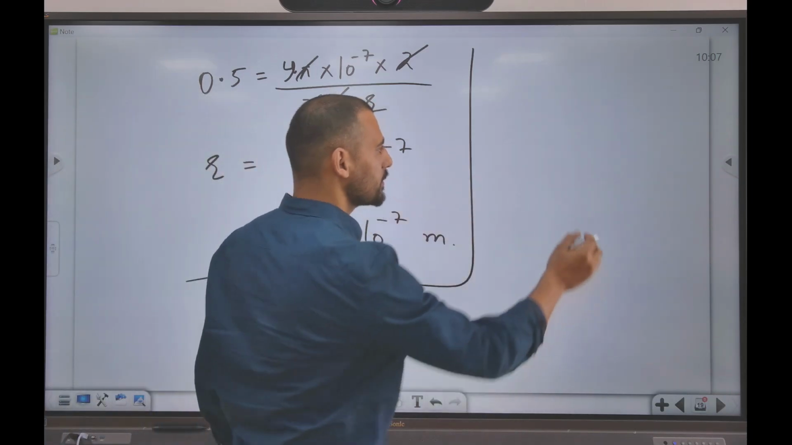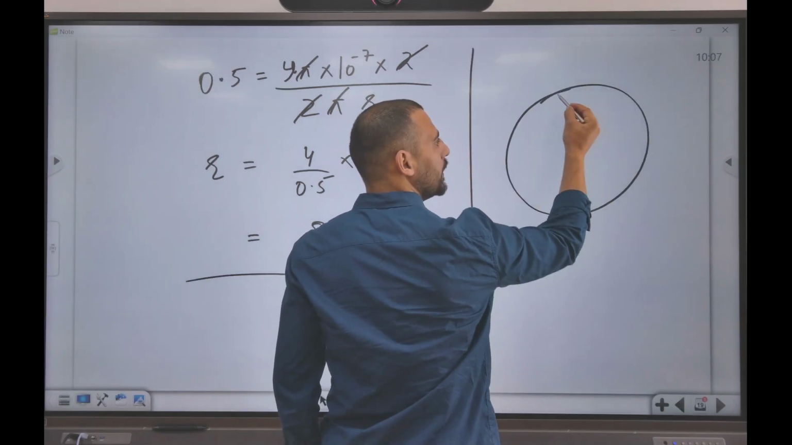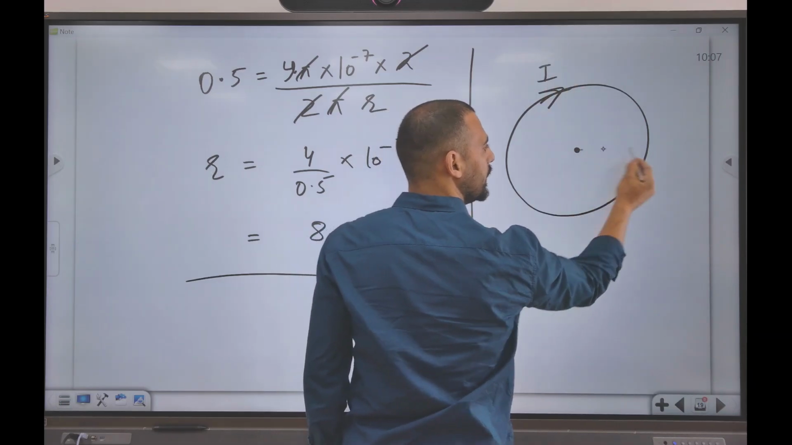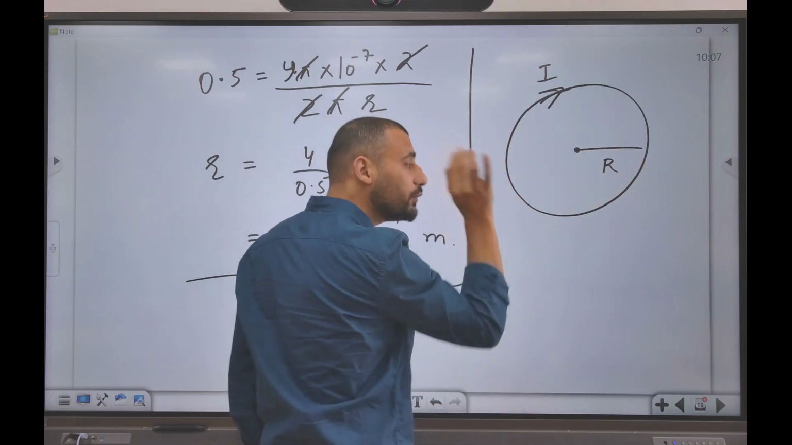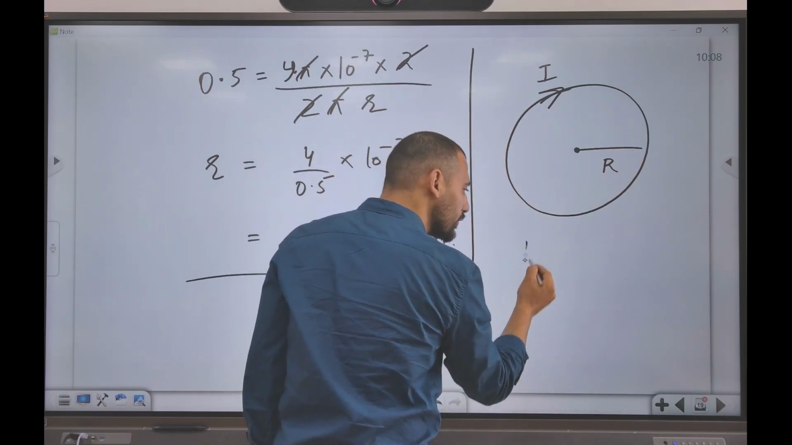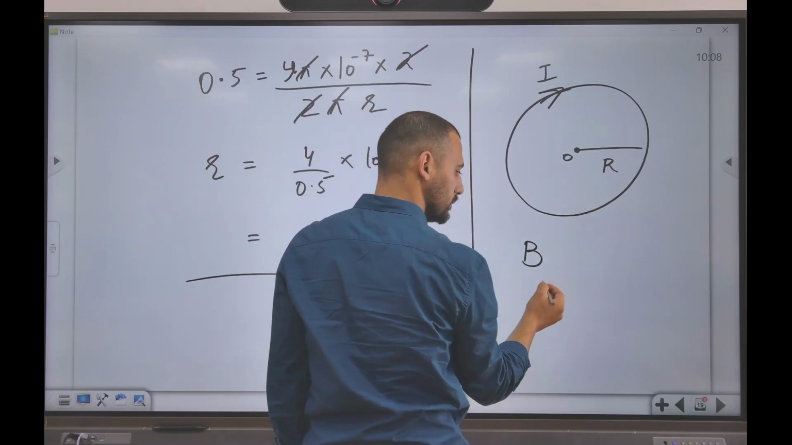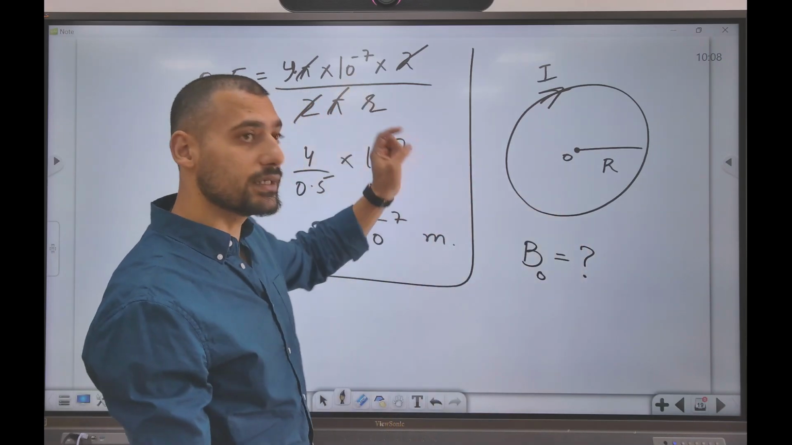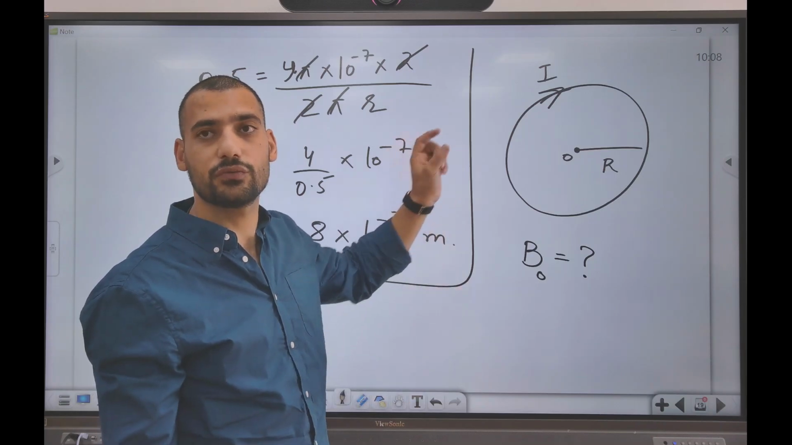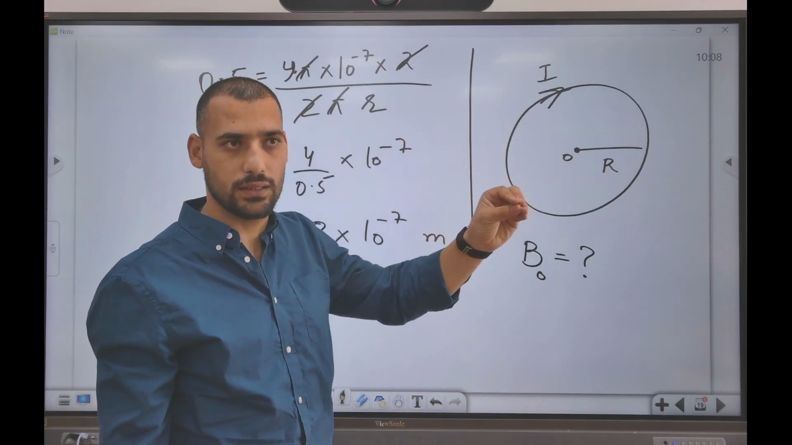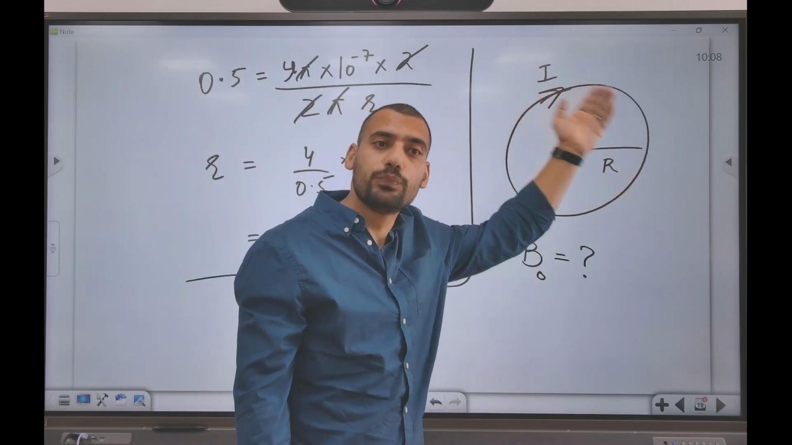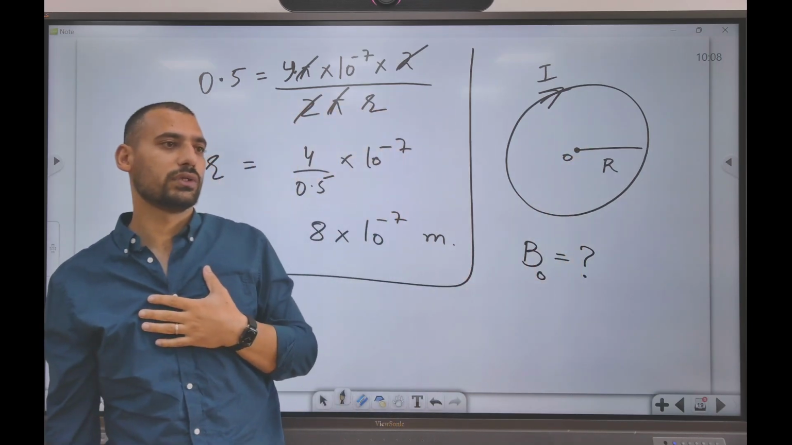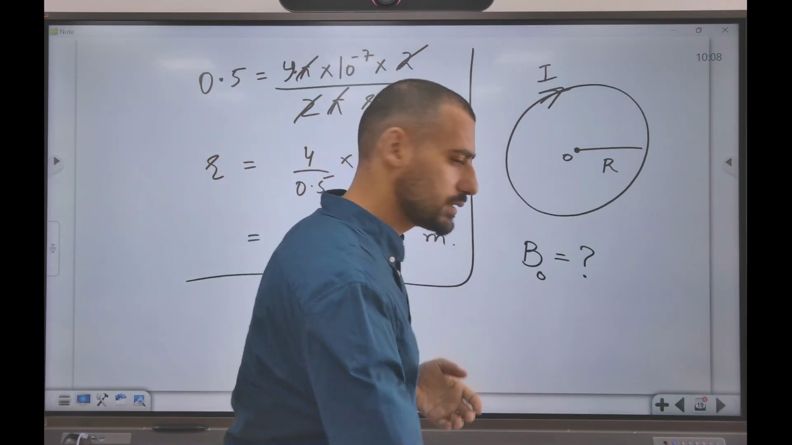So the homework is: if the current I is flowing in a circular loop of radius R, what will be the magnitude of the magnetic field at the center? We have evaluated it for a straight current carrying conductor. The expression was mu naught I divided by 2 pi R. But the question is, the current flows in a loop. What will be the magnetic field? So inshallah we'll do that tomorrow. Is that fine? Thank you so much.